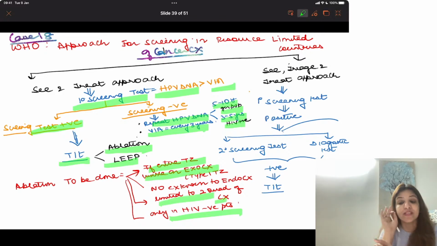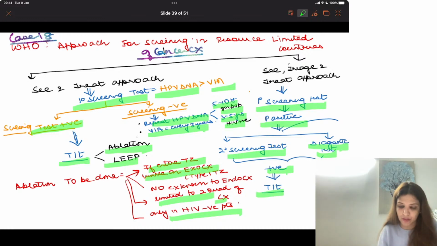If the transformation zone is extending into the endocervix, or if the entire transformation zone cannot be seen clearly, or if your patient is HIV positive, then you have to go for LEEP. This is the see and treat approach. Then comes the see, triage and treat approach. In the see, triage and treat approach, WHO says that you have to do a primary screening test. If it comes out to be positive, this has to be followed either by a secondary screening test or a diagnostic test. And if it comes out to be positive, then you have to do the treatment.